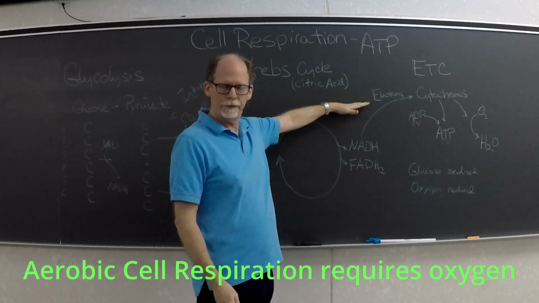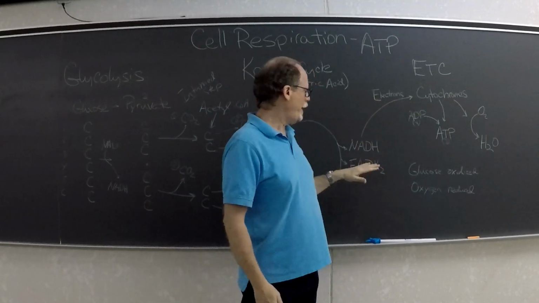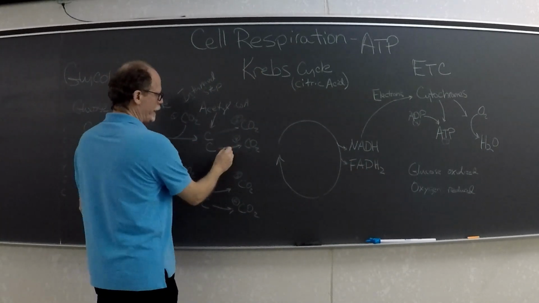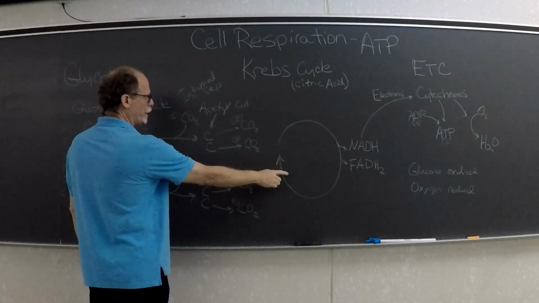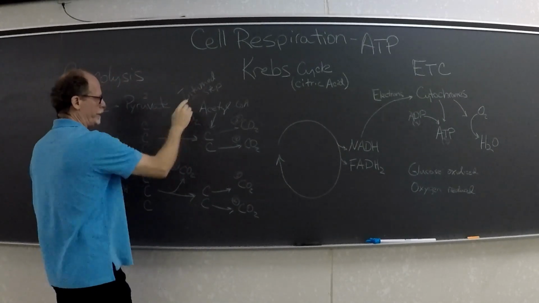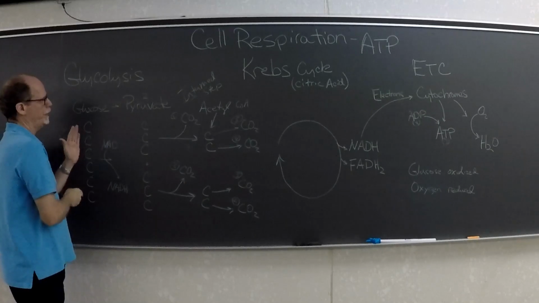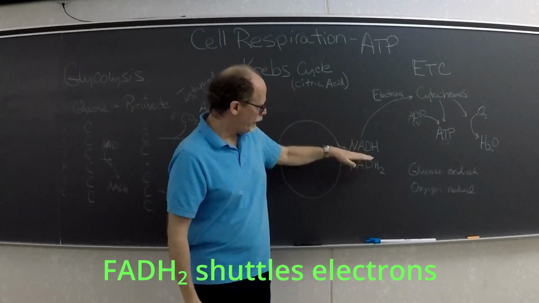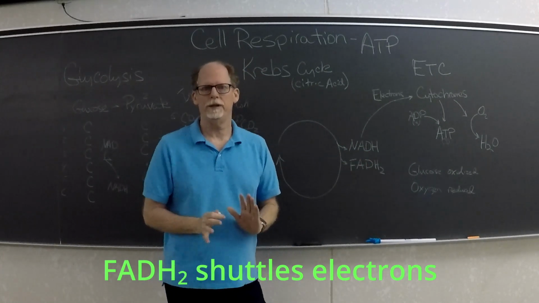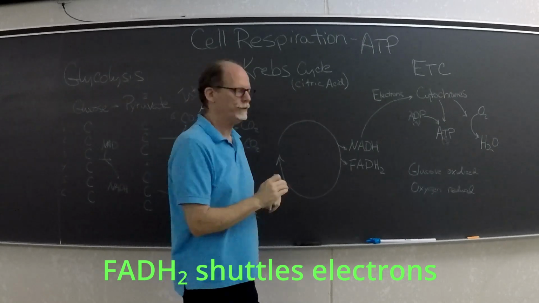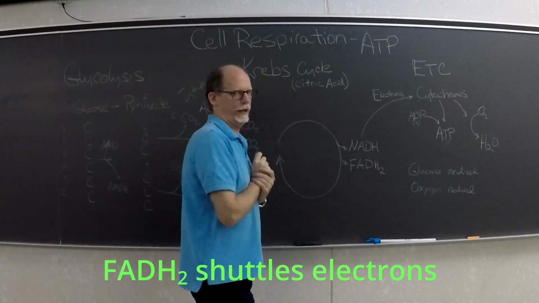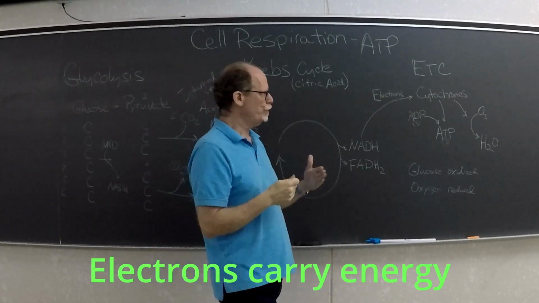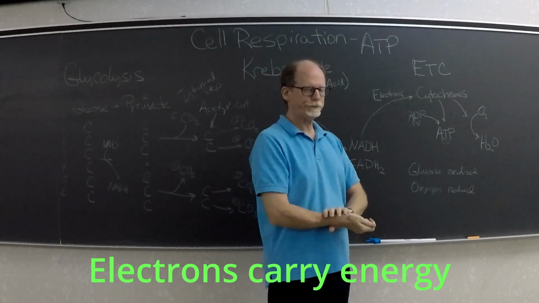The electrons that came from glucose are carried by NADH and FADH2. They're generated in the citric acid cycle, in the intermediate step, and also in glycolysis. I can't remember the total number, but those NADHs and FADH2s are used to carry the electrons. They shuttle the electrons to the electron transport chain. They contain energy, and that energy is used to make ATP.